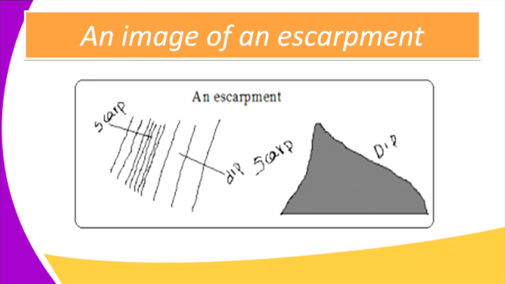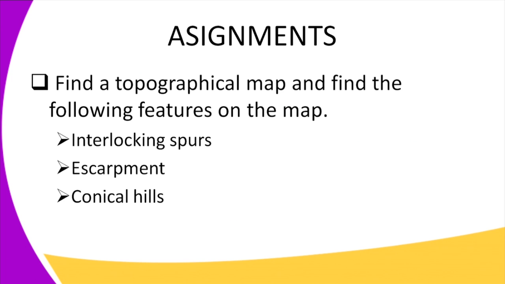So we have come to the end of our lesson for today. Progressively, find a topographical map in your school or in any library. Try to find out some of these landforms that we have looked at today and in our previous lesson. If you still have difficulties, you can as well contact us. I'll give you the contacts after I've finished. So for our assignment, find a topographical map and find the following features: interlocking spurs, escarpment, conical hills.